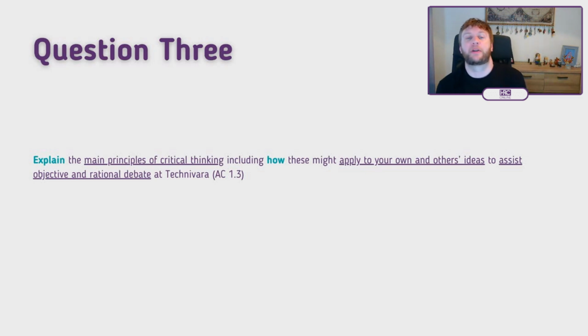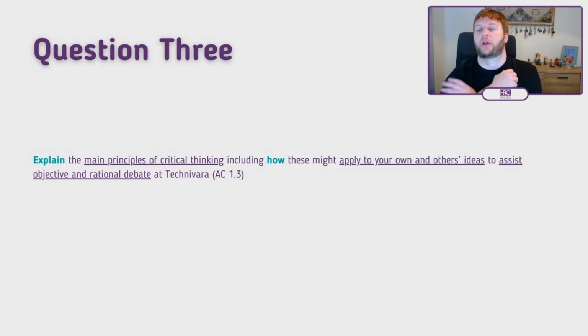Question 3: explain the main principles of critical thinking, including how these might apply to your own and other ideas to assist in rational debate at Technivara. I think I've just pretty much explained this, but research what the main principles are and how you then apply them. When we talk about critical thinking, we're looking at not just the negative elements, we also look at the positive elements of things. So if someone's got an idea, what could the benefits be? What could the drawbacks be? It's not just this.